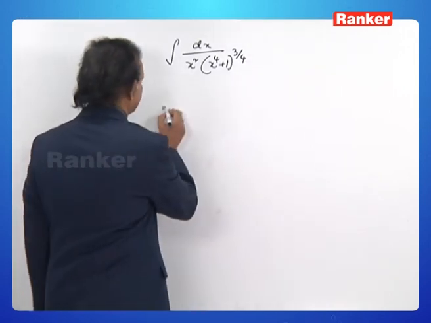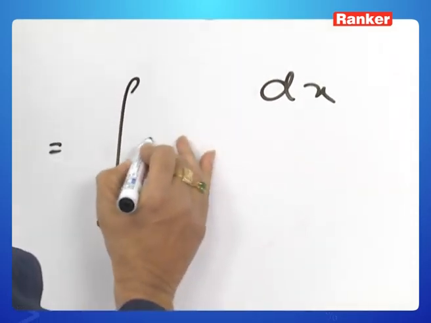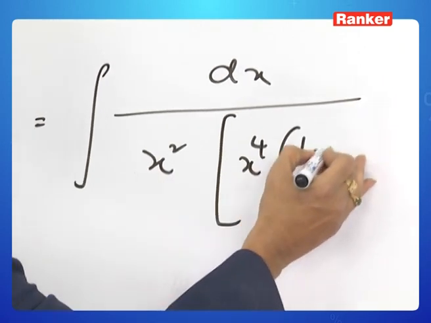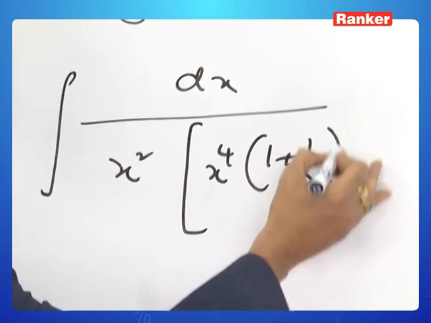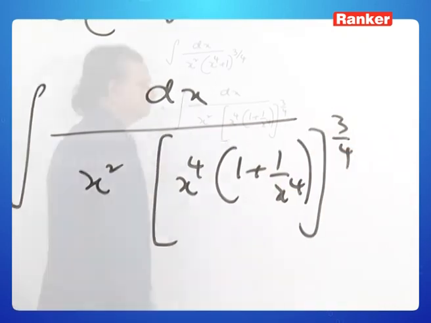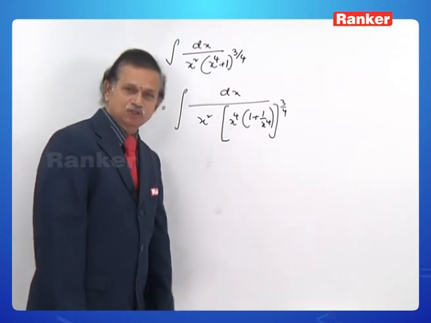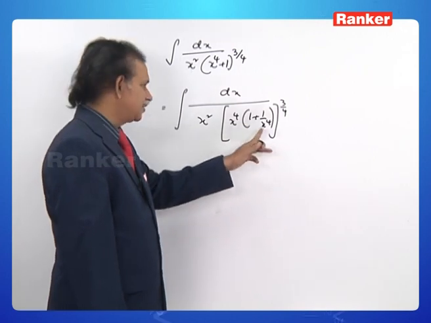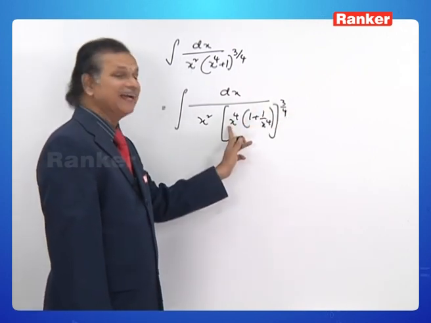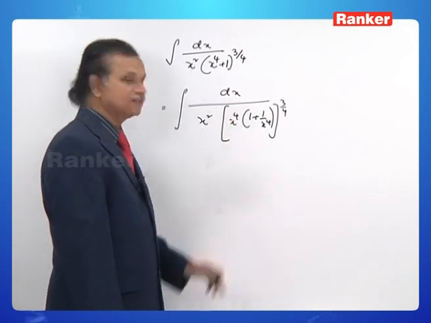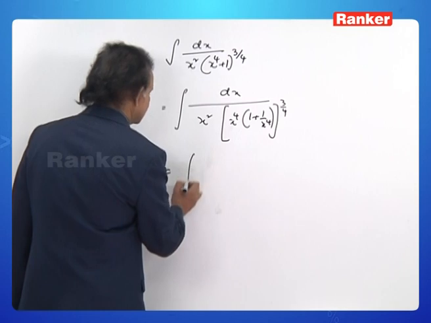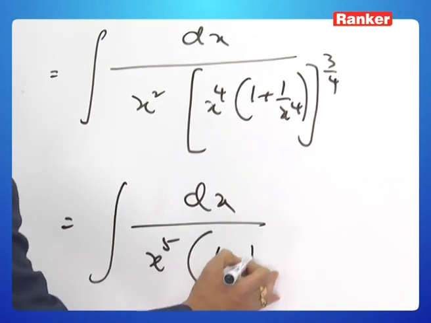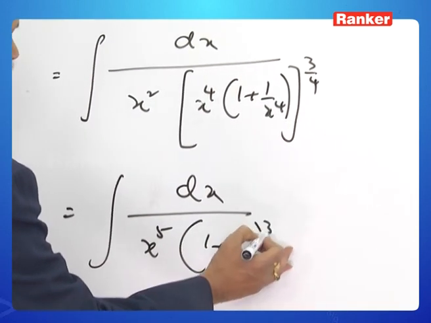This is equal to dx by x square into x to the power of 4 into (1 plus 1 by x to the power of 4) whole to the power of 3 by 4. Am I correct? I have just taken x power 4 out. This 3 by 4 must be given for both these functions. If you take for this, x power 4 whole power 3 by 4 is x cube. x cube comes out to x cube into x square, x to the power of 5. Therefore, this is integral of dx by x to the power of 5 into (1 plus 1 by x to the power of 4) whole to the power of 3 by 4.